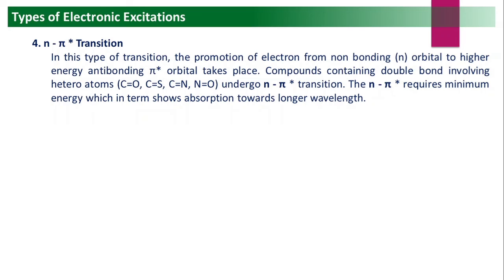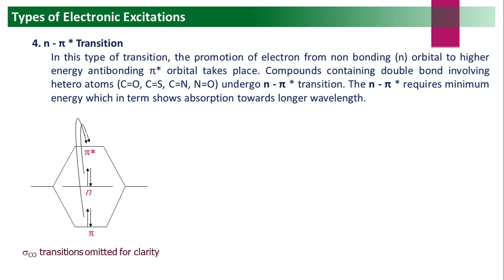The n to pi star transition requires minimum energy because the energy gap is very small, which results in absorption towards the longer wavelength. If the energy gap is small, the wavelength will be higher. It absorbs at longer wavelength.